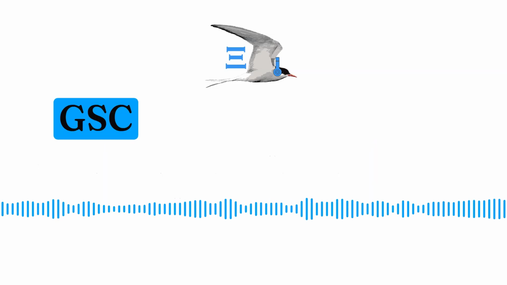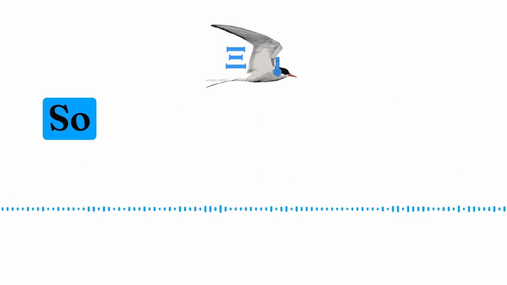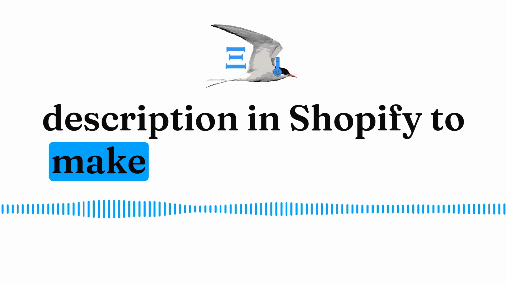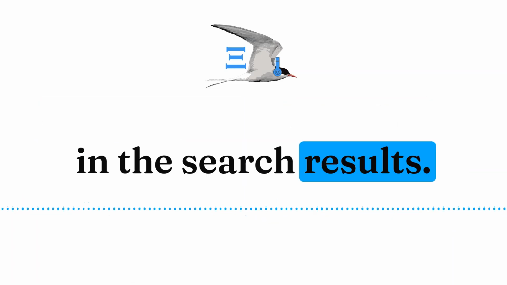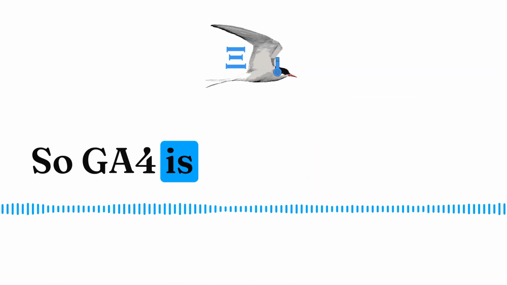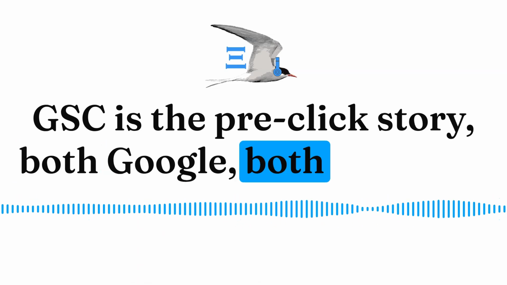And what do you do then? GSC is basically telling you, people are seeing your listing, but it's not compelling enough. So you go optimize your page title and meta description in Shopify to make it more appealing in the search results. It helps you fix that first impression. Gotcha. Okay, so GA4 is the on-site story, GSC is the pre-click story, both Google, both tracking, yeah.